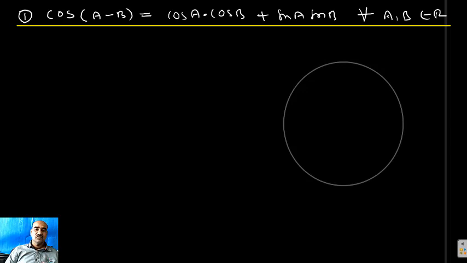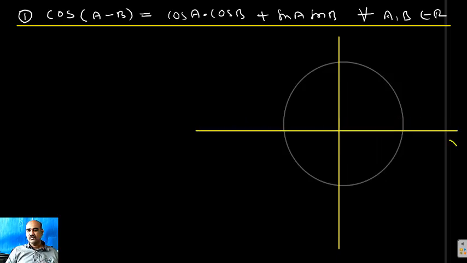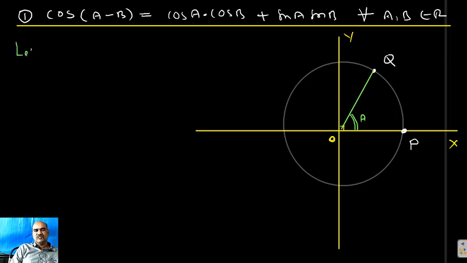Students, this is the y-axis, this is the x-axis on the coordinate plane, this is the origin, and this is the point P. Take one point Q here, join OQ, and assume that this angle is A. Let angle POQ equal A.